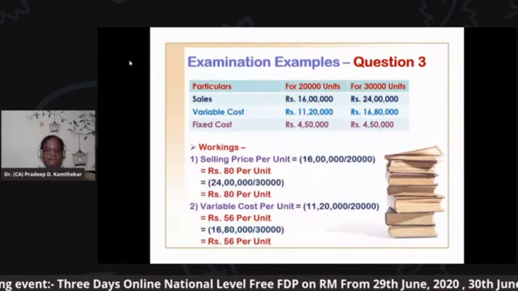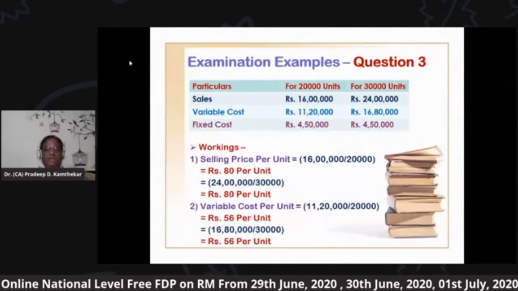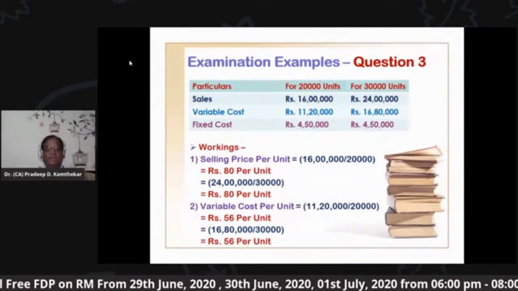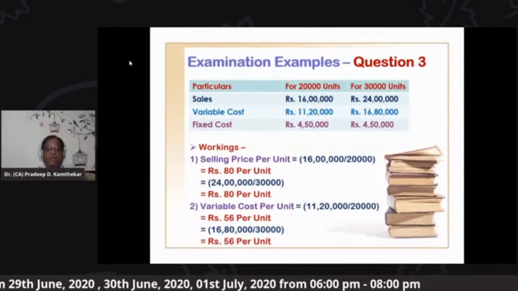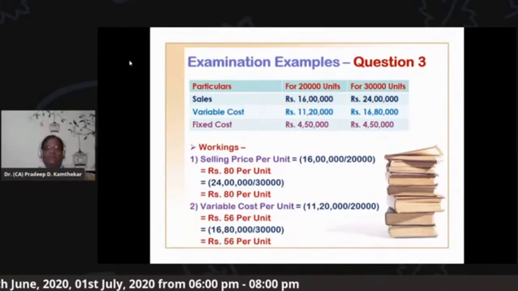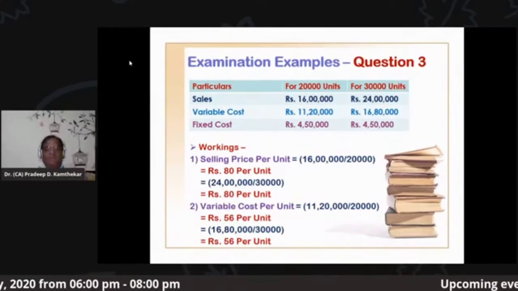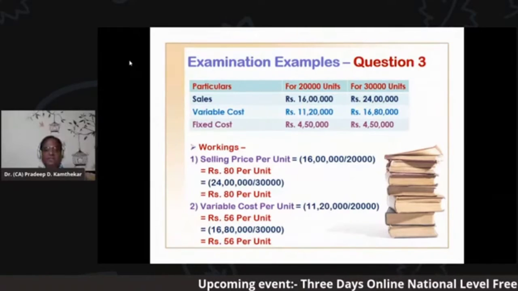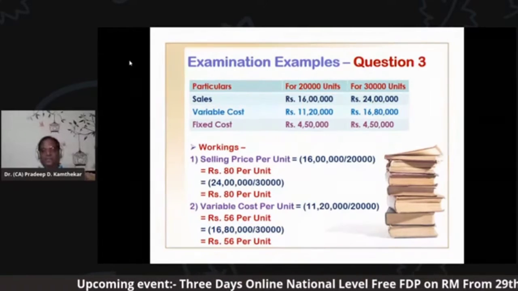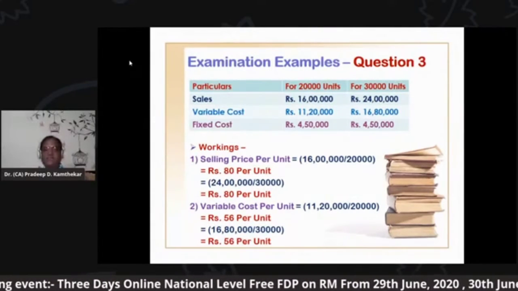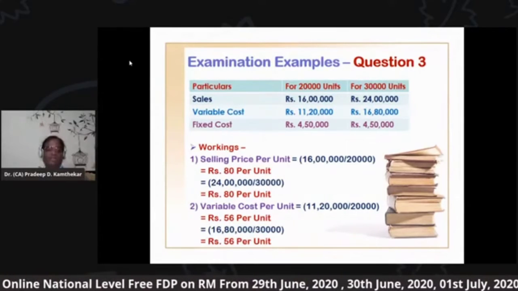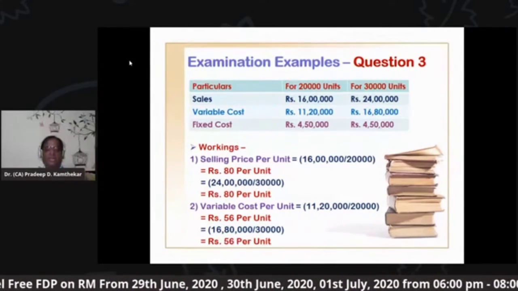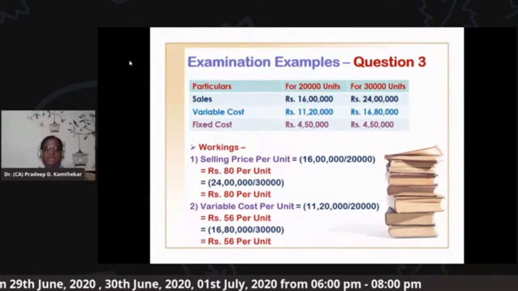Let us see this. First we have to calculate the selling price per unit and variable cost per unit. Now see, 16 lakhs is sales for 20,000 units. So 16 lakhs divided by 20,000, it is 80 rupees per unit as selling price. Let us compare that for 30,000 units also. 24 lakhs divided by 30,000, that also comes to 80 rupees. So here, selling price per unit is rupees 80.